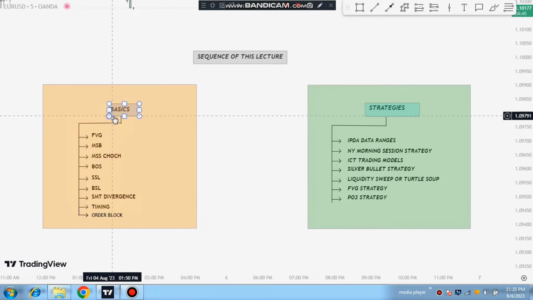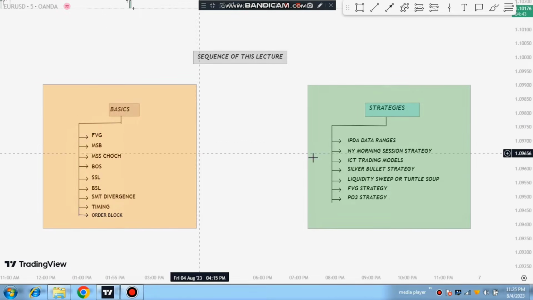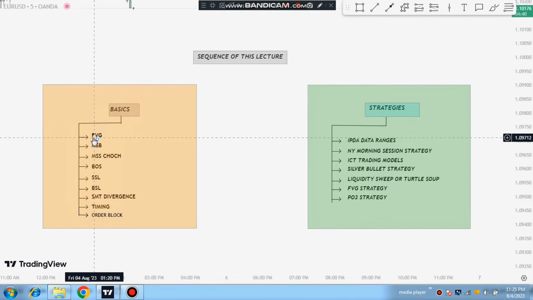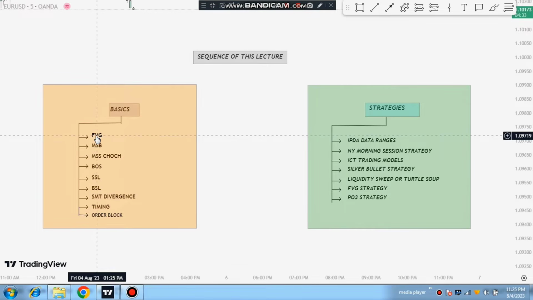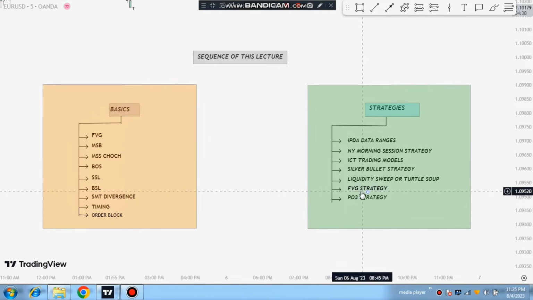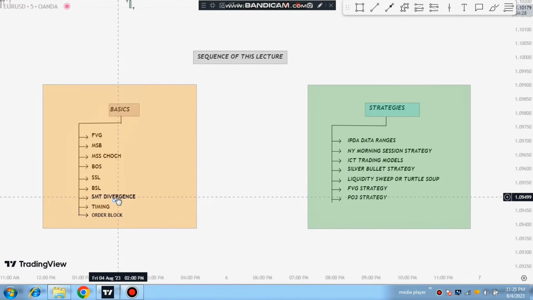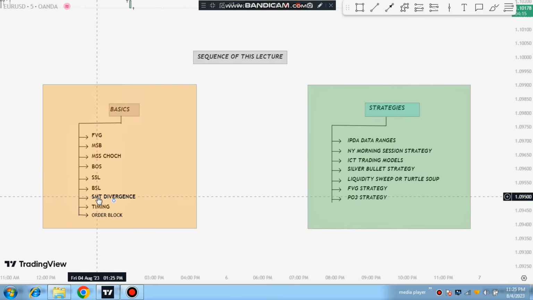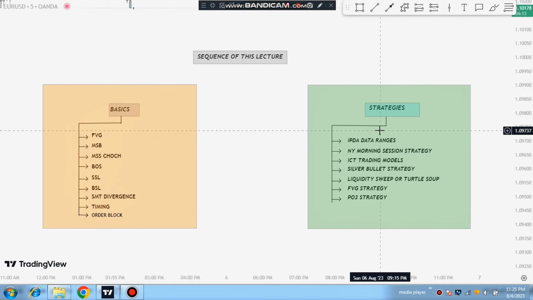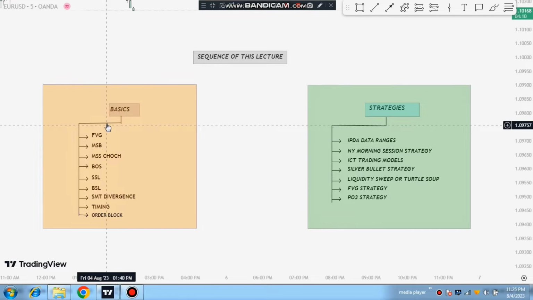But the thing about these basics is that they are as equally important as the strategies, because you can see that the first terminology is FVG, and here you can see there is a separate strategy for the FVG. So if you don't even know what FVG is, you cannot understand the strategy. Then there is SMT Divergence, AutoBlock. These are the two terminologies that we will be using in every one of the strategies except these trading models. Okay, so you have to understand the basics first. To understand the strategies, you have to understand the basics.